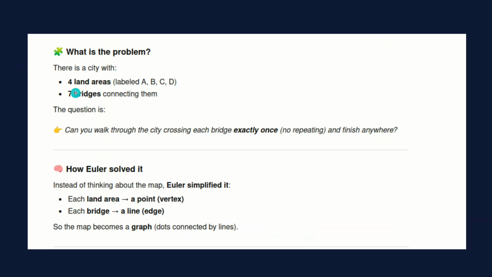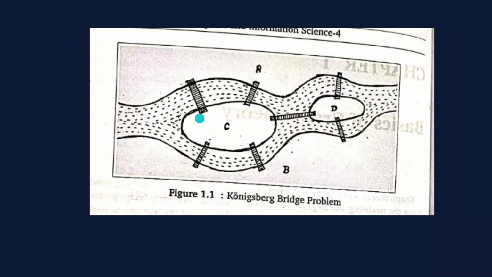So the question here was that there is a city with 4 land areas. You can see A, B, C, D. There are 4 land areas and there are 7 bridges which are connecting them. So the question here is, can you walk through the city crossing each bridge exactly once, with no repeating, and finish anywhere? That means I need to walk all the 7 bridges, exactly one time only.